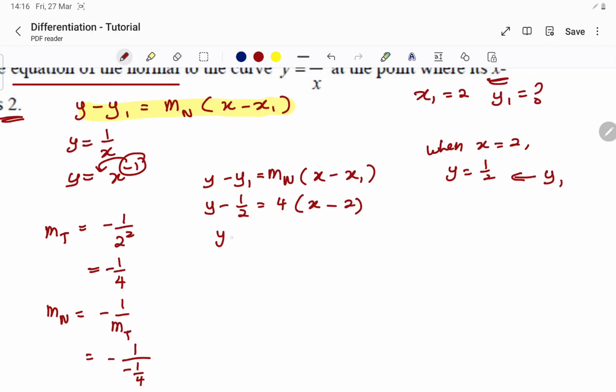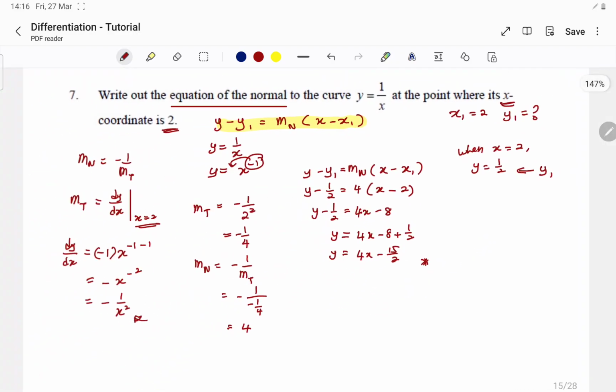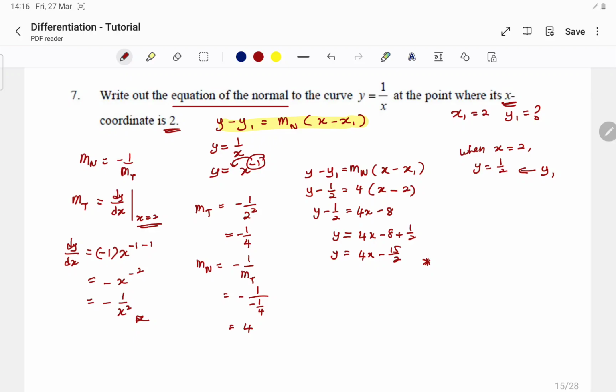And then you expand this, make it in the form of mx plus c. 4 multiplied by x minus 2, 4 multiplied by negative 2 become negative 8. Okay, you bring negative 1 over 2 to the right side, you get y equal to 4x minus 8 plus with 1 over 2. Here you will get y equal to 4x minus 15 over 2. So this is your final answer for equation of the normal.